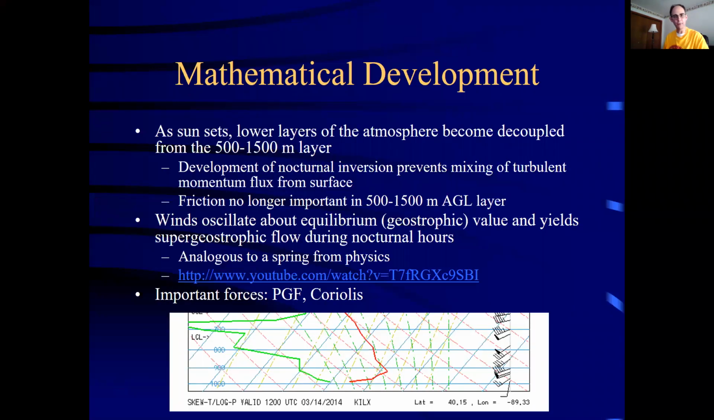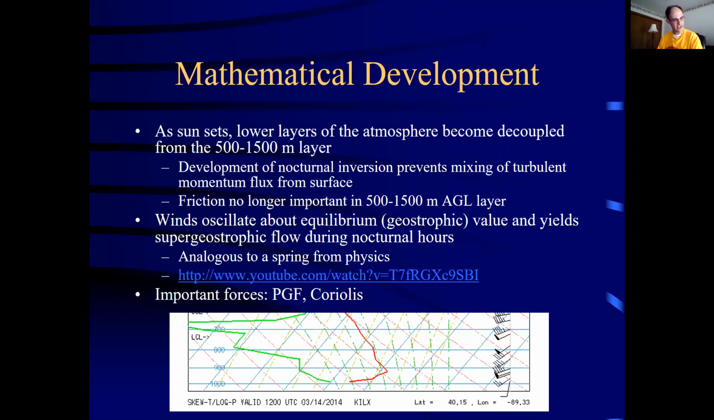Okay, so now what we're going to do is talk our way through and go through the mathematical development of the nocturnal low-level wind maximum. Okay, so first, conceptually, as the moon comes up and the sun goes down, so to speak, the surface begins cooling, and so that's going to reduce the sign of the sensible heat flux just above the ground.